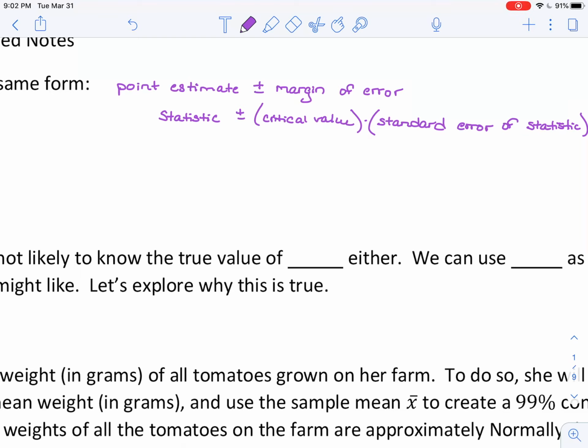But here we are now estimating means. So if I would like to know what the population mean is, I'm going to use a sample mean. So the statistic is X bar. Critical value, we're still going to be using that Z star, ideally.